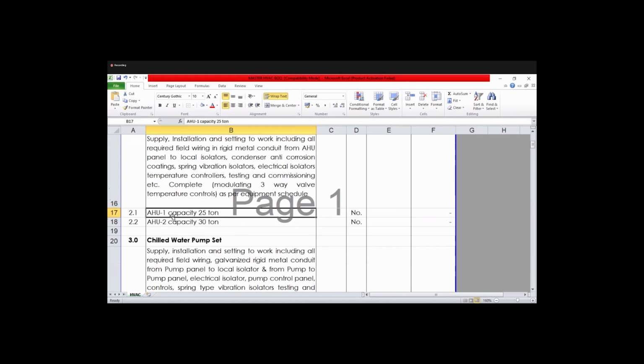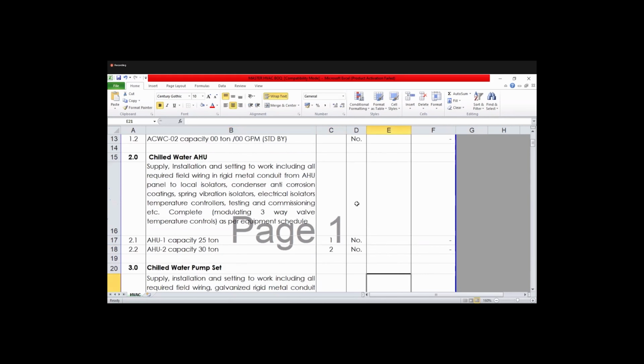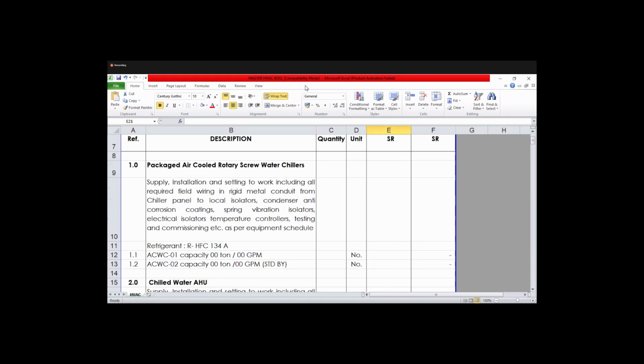And then it should be further divided into the AHU capacity. What are the AHU capacity and the numbers? So if it's one or if it's two, based on that, we have to proceed. Where is the coil information?